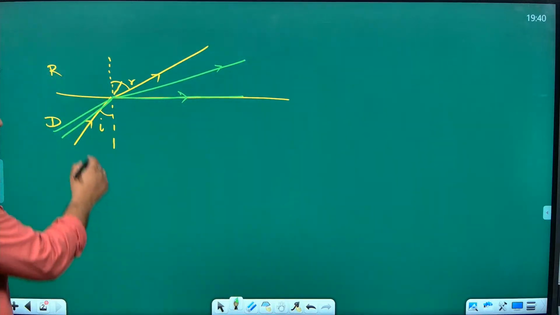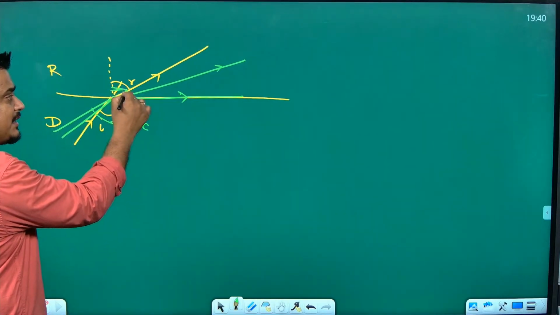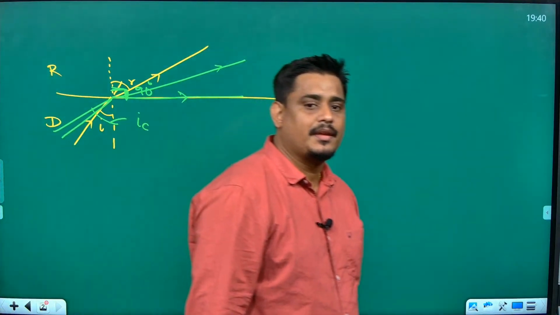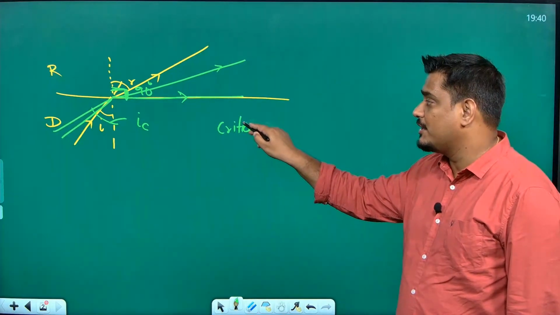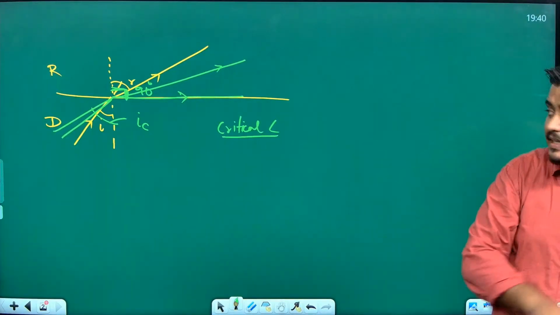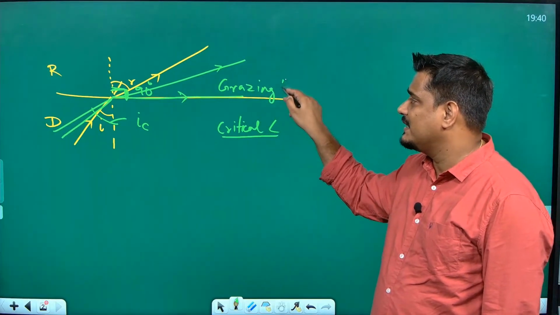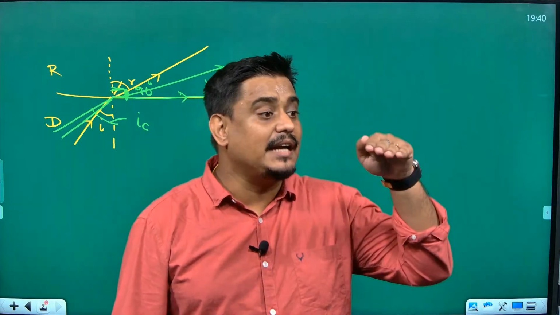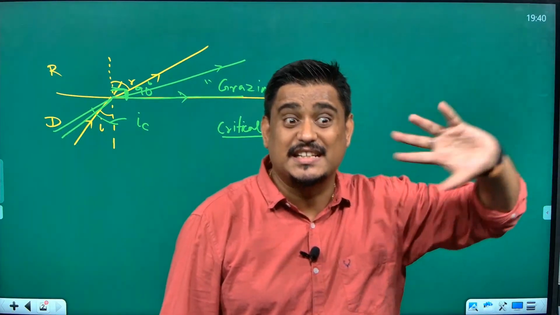This angle of incidence for which the angle of refraction becomes 90 degree is called as critical angle. What is critical angle? Critical angle is that angle of incidence for which the angle of refraction is how much degrees? 90 degree. This phenomena is called as grazing. So what is grazing? Grazing is a phenomena in which the angle of refraction is 90 degree and the light is just passing over the surface. It is going on the surface. That's why it is called as grazing.